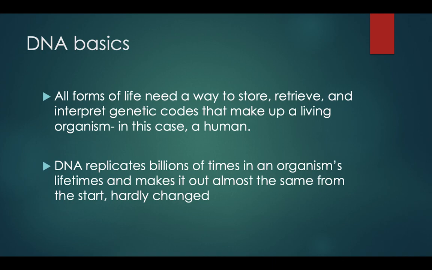All forms of life need a way to store, retrieve, and interpret genetic codes that make up a living organism, in this case, a human being. In the early 20th century, scientists began to discover genetics and how the information in genes is stored in the body, more specifically in the cells. From there, it's copied and then transmitted to daughter cells. The most fascinating part is that DNA replicates billions of times in an organism's lifetime and makes it out almost the same from the start, hardly changed.